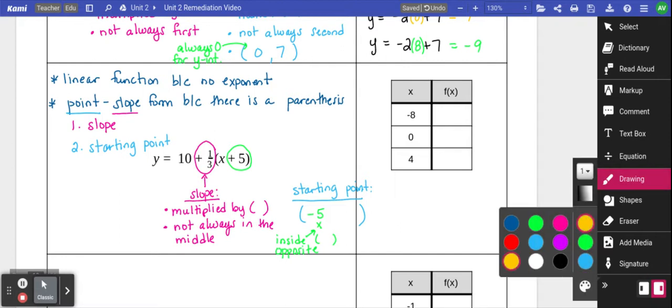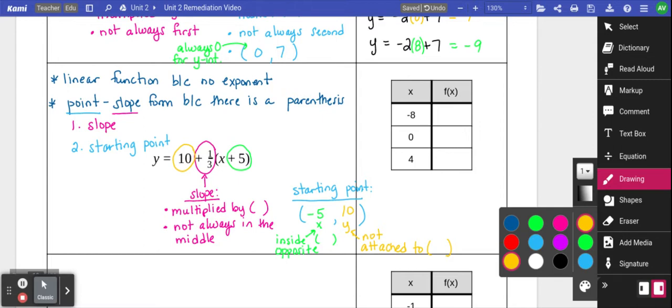Now, the y coordinate of your starting point is going to be the number that is not attached to the parentheses in any way. In this case, it would be the number 10. It is not attached to the parentheses. It's not inside and it's not multiplied. It's like sort of a separate number. It is not always the first number. It could be at the end of the equation, but it's the number that's not attached to the parentheses.